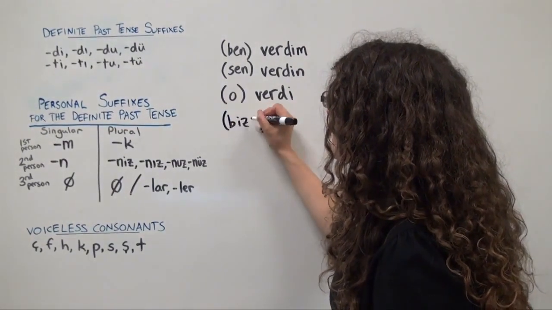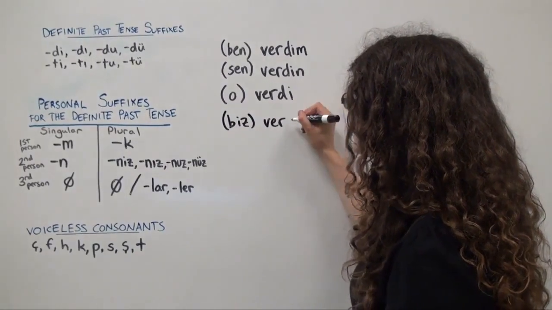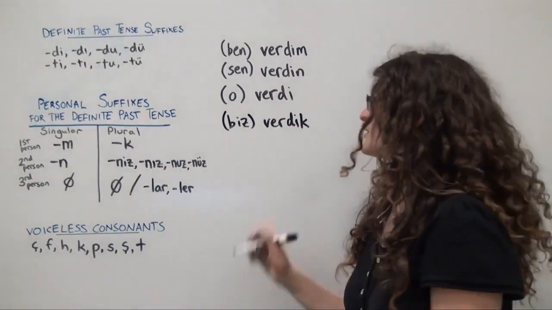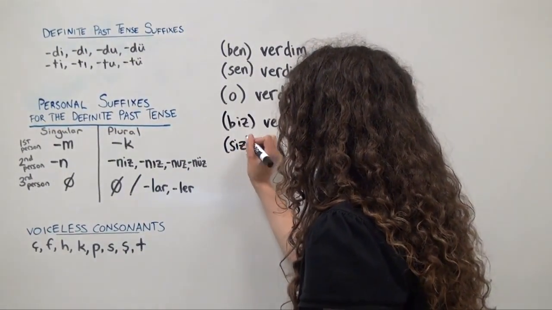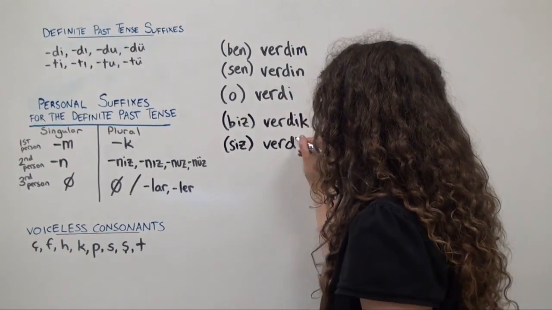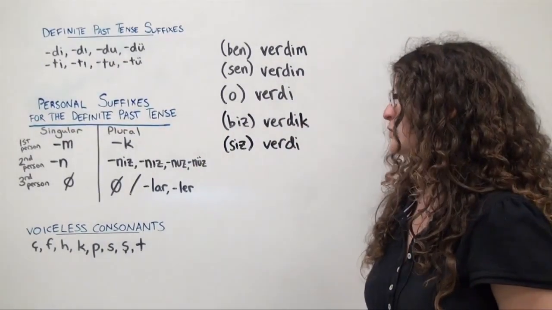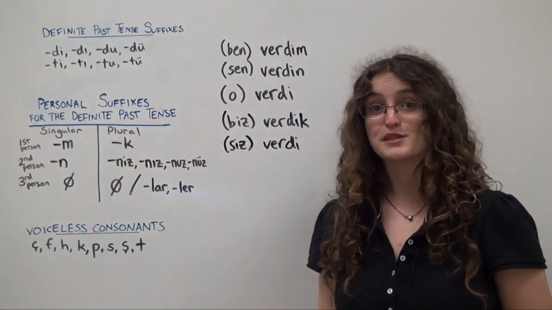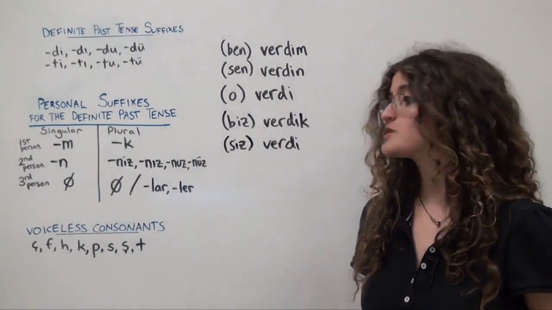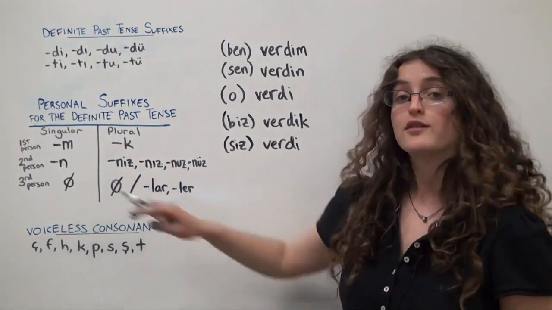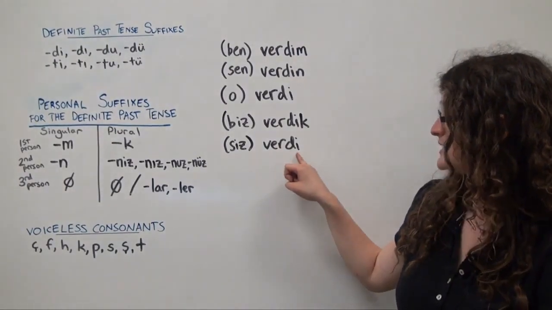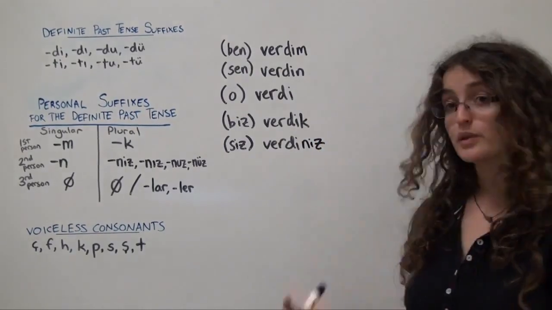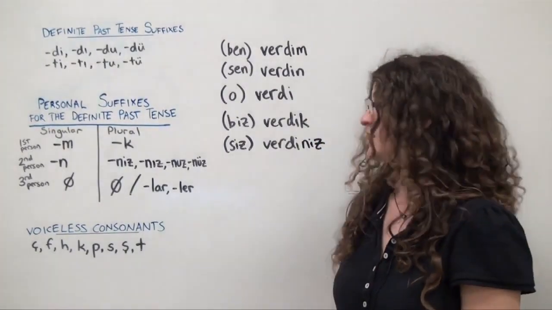Moving on to the plural. Biz, we. Verdik. Biz verdik, we gave. Siz verdi. We have 4 different forms of our suffix to choose from, our personal suffix in the second person plural, but we'll have an easy time choosing because this suffix simply follows the rules of 4-way vowel harmony. So for verdi, verdiniz. Siz verdiniz. You plural or you formal gave or have given.